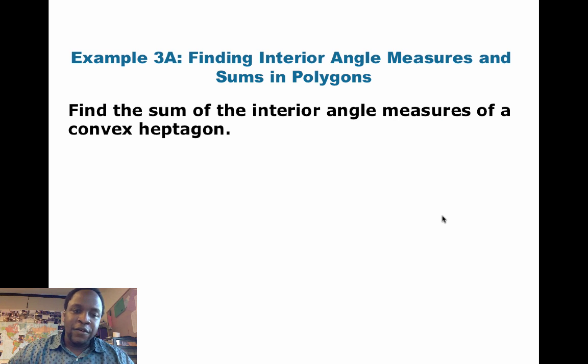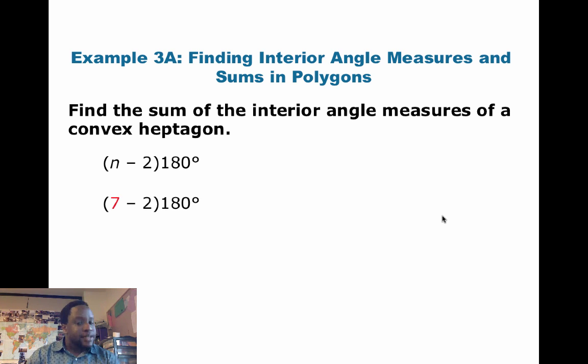So let's take a look at a few of these problems. Find the sum of the interior angle measures of a convex heptagon. So how many sides does a heptagon have? It has 7 sides. So we would have our n minus 2 times 180, n representing the number of sides of that polygon. So if n is 7 for this heptagon, we would say 7 minus 2 times 180.